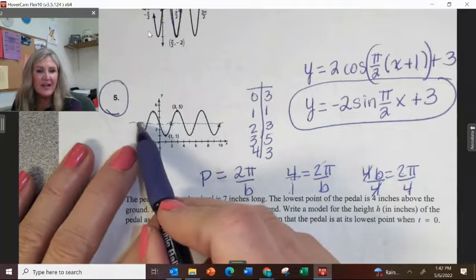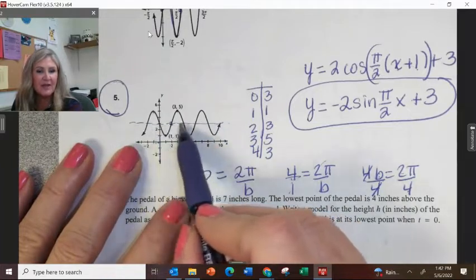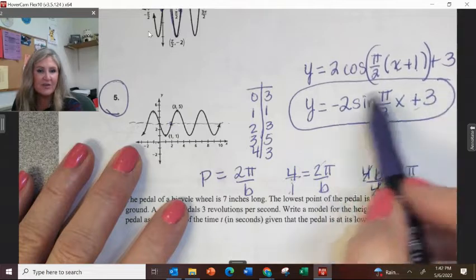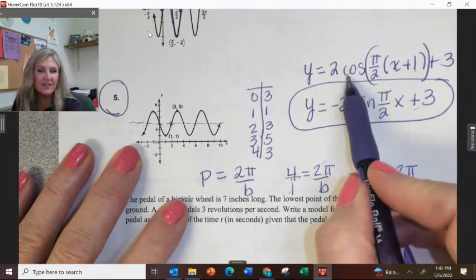And then we know that it got shifted up 3 because this new midline is at 3. And so that is going to be our equation, what he's got right there, if we do cosine.